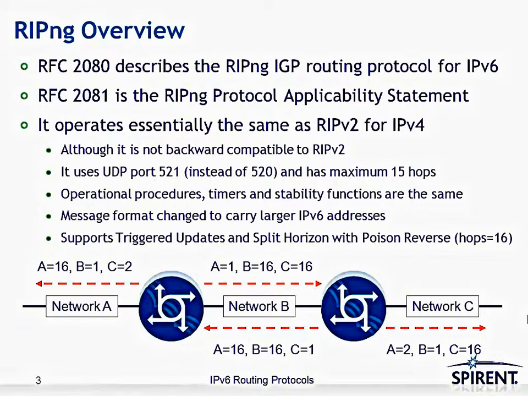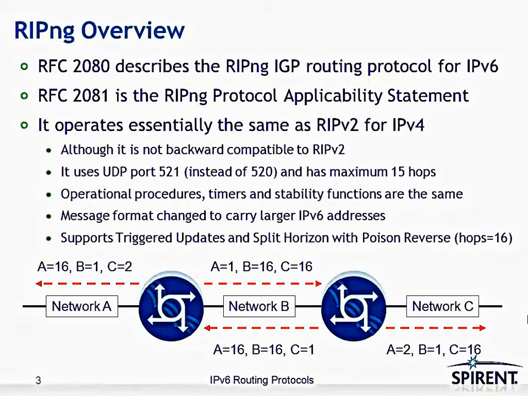To start with, RIPng, or RIP Next Generation, is defined by RFCs 2080 and 2081. In it, it describes operation which is essentially the same as RIP version 2 for IP version 4. So if you're familiar with that, you already have a head start on understanding RIPng. Although it's not backwards compatible with it, and it uses UDP port 521 instead of 520, it also has a maximum of 15 hops.